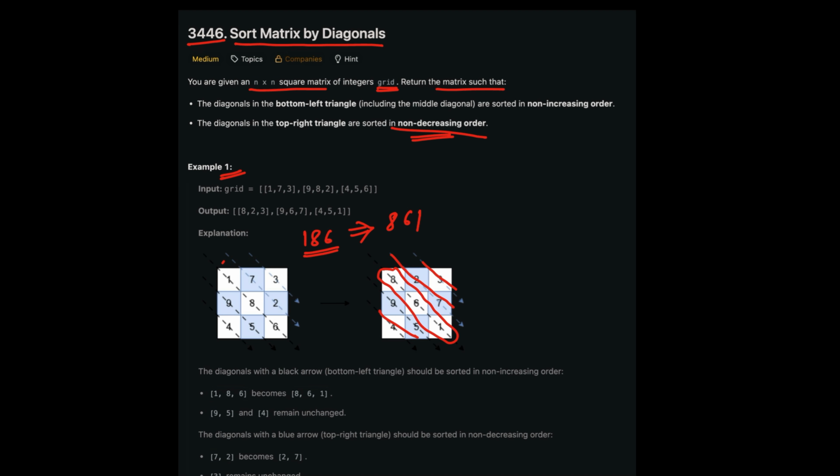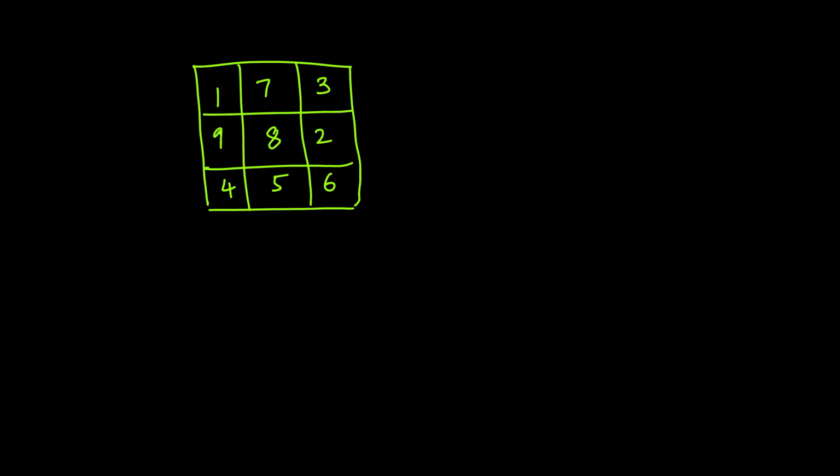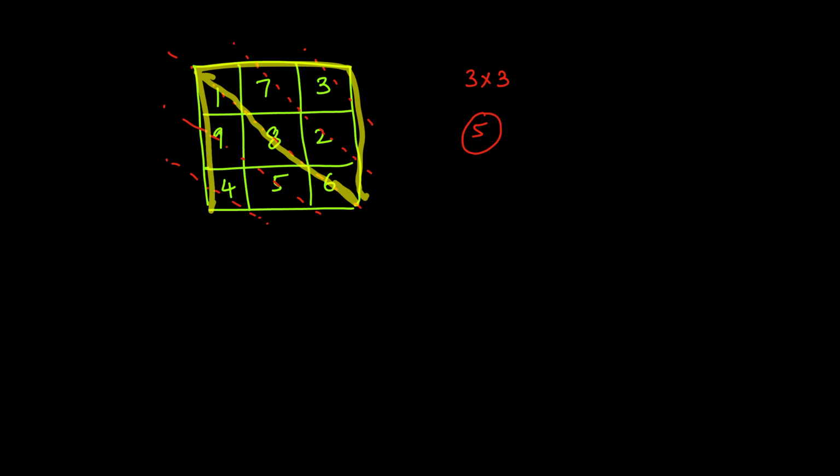The problem statement is very straightforward and easy to understand, and so is the solution. So let's switch to the whiteboard and discuss how we can solve this problem. I'll be using the same example that is given in the problem statement. If we closely observe this 3 by 3 grid, there are a total of 5 diagonals. The simplest way to break this down is to look at the diagonals that start from the first row and then the first column. The area covered by the first row will be considered as the top right triangle, while the area covered by the column will be the bottom left.